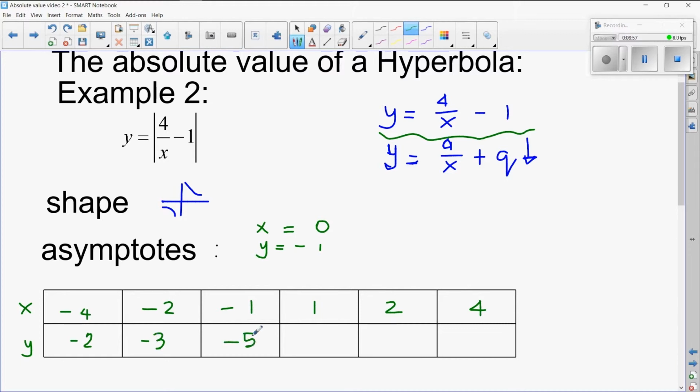Now I substitute x equals 1. 4 divided by 1 is 4, minus 1 gives me 3. When x is 2, y is going to be 4 divided by 2 is 2, and 2 minus 1 is 1. When x is 4, I have 4 divided by 4 is 1, and y is 0. So here I've actually found an x-intercept as well. So I have an x-intercept at x equals 4 and y equals 0. So we have enough points, and we're going to go and plot the graph.